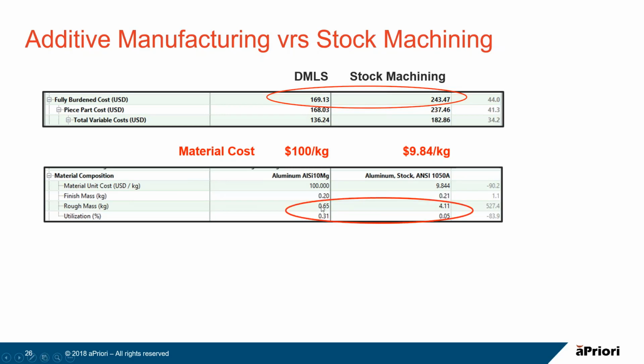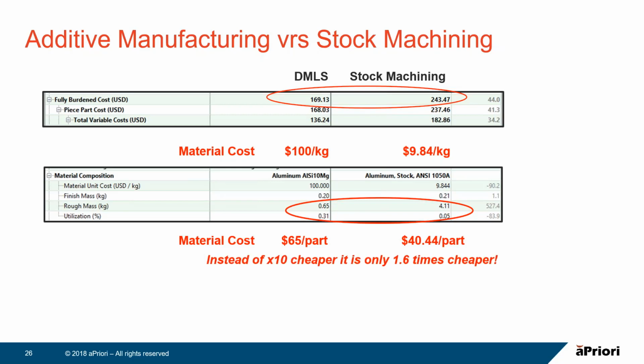But then the rough mass is far greater in stock machining. It's over 4 kilograms in the stock machining model and only 0.65 kilograms in the DMLS model. So our powder utilization, our material utilization, is far greater and better with DMLS. So that means that the material cost for DMLS is $65 per part, and it's $40.44 per part for stock machining.